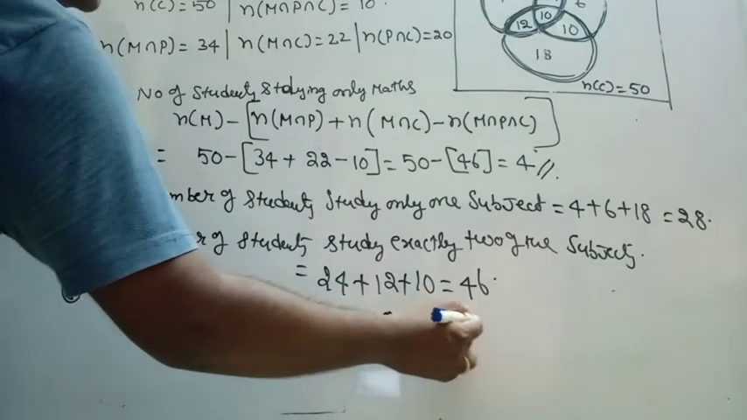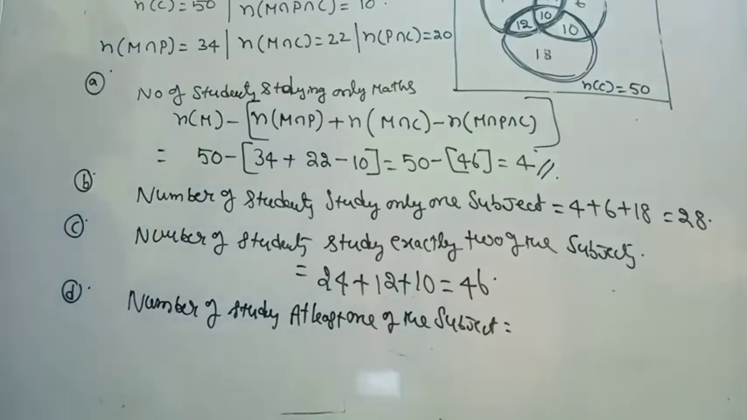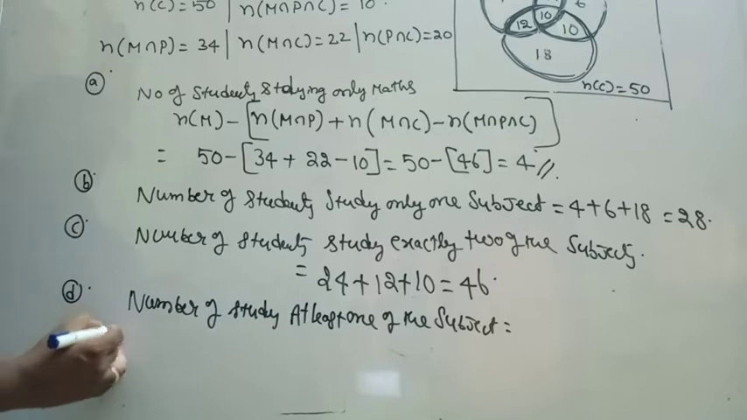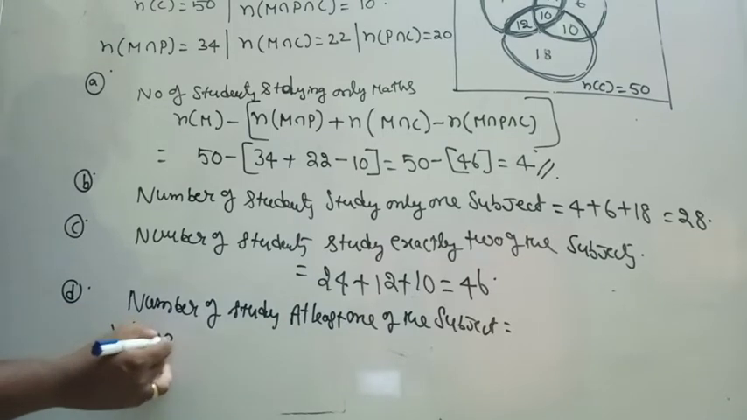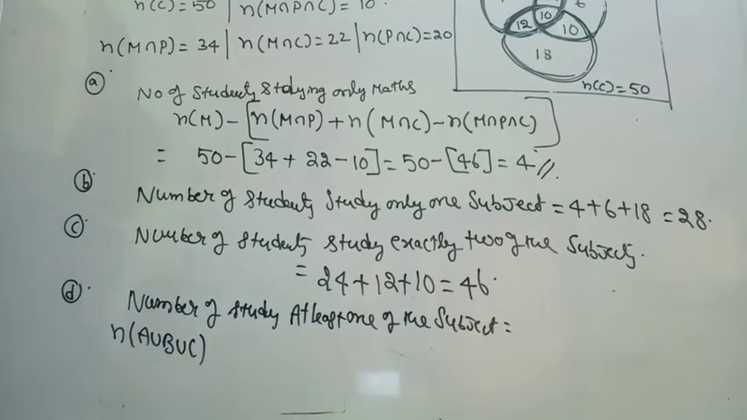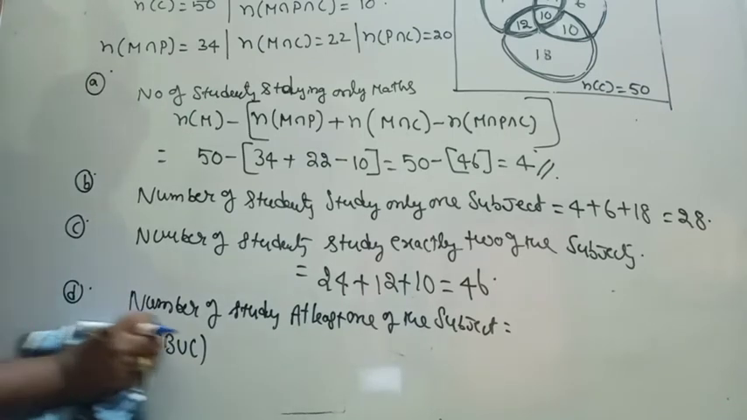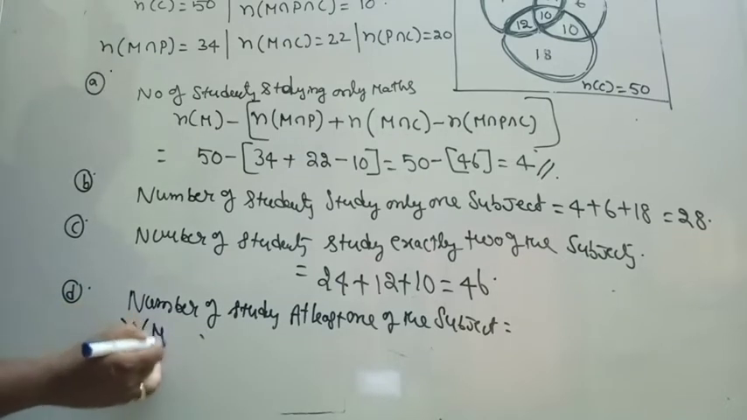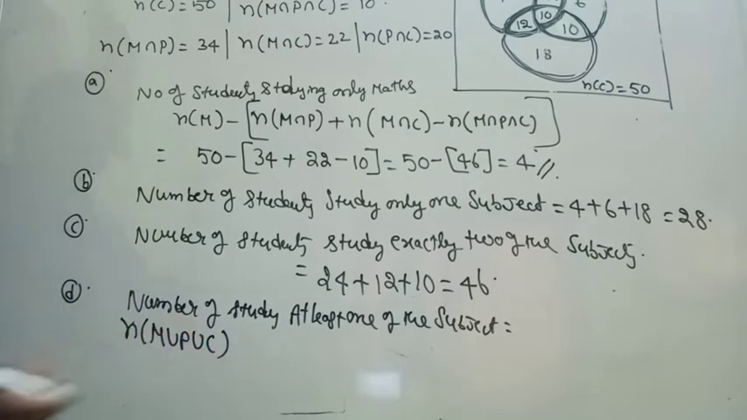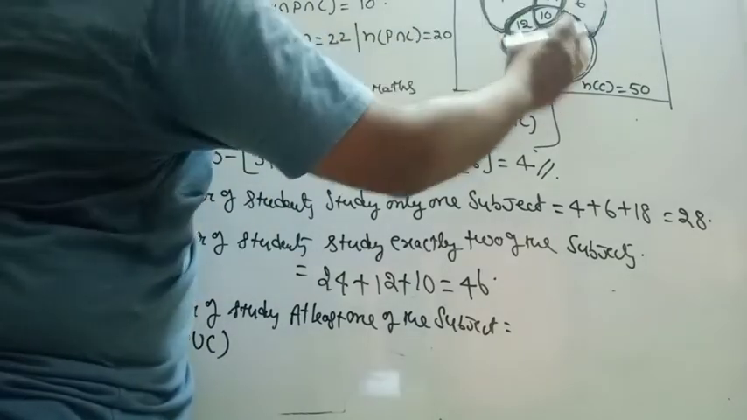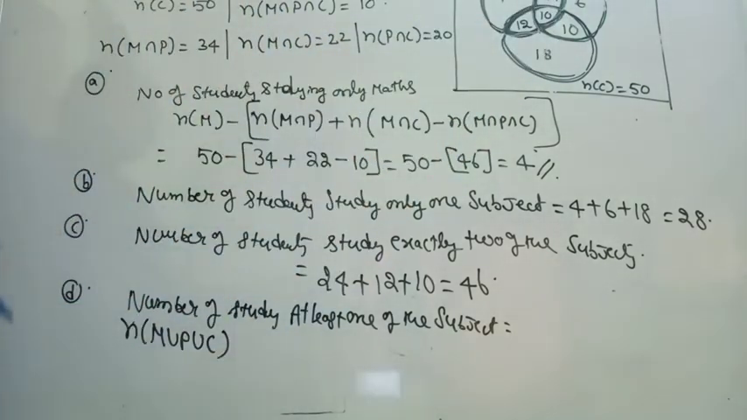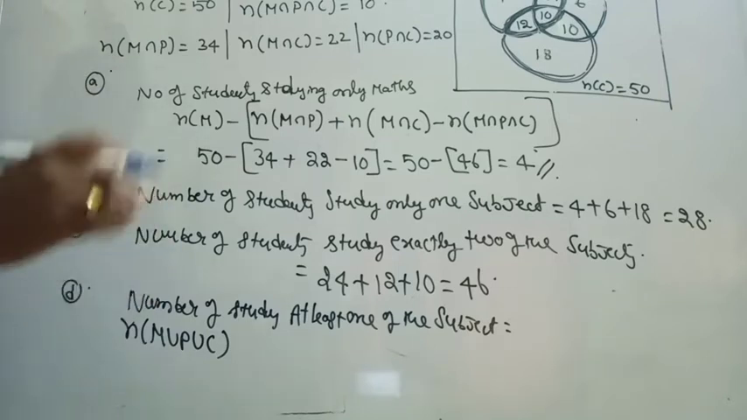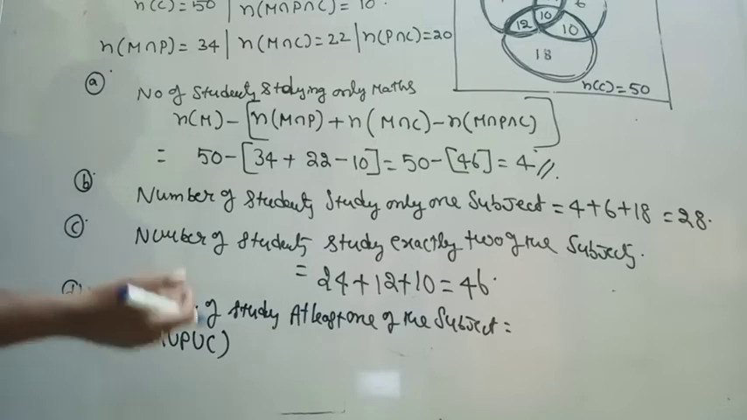That means what they are asking is n of A union B union C. You see, my dear students, A union B union C means what? n of M union P union C, right? This is the actual meaning of M union P union C. At least one means one subject, two subjects, or three subjects. That is the meaning of n of M union P union C.